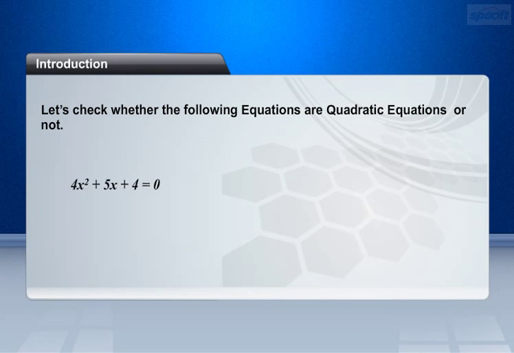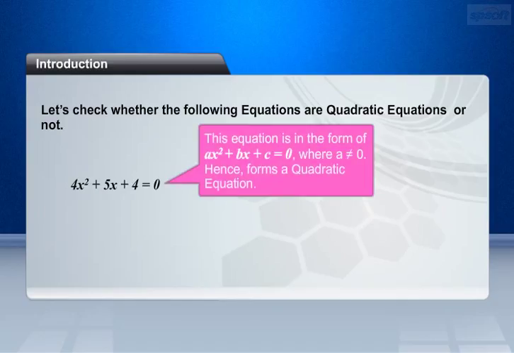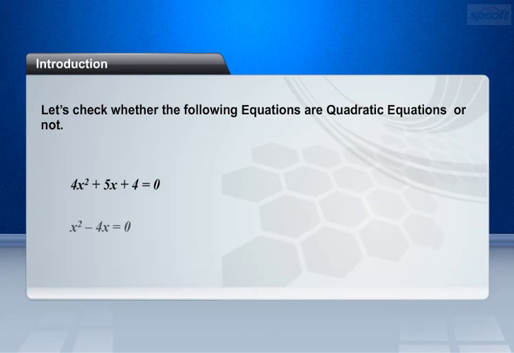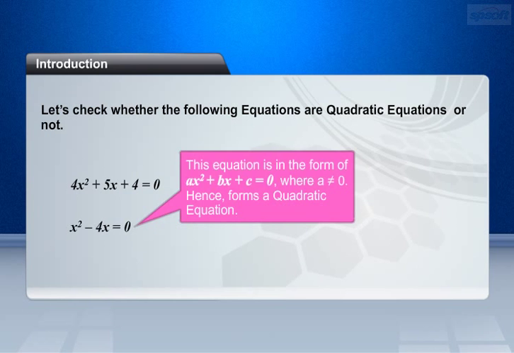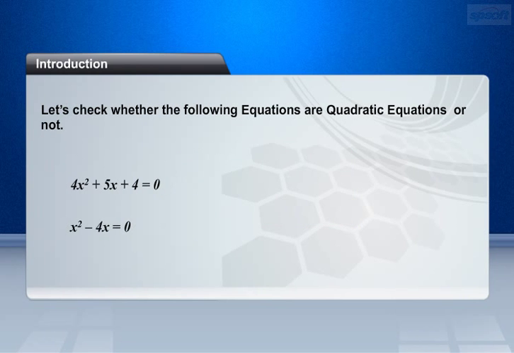4x squared plus 5x plus 4 equals 0. This equation is in the form of ax squared plus bx plus c equals 0, where a is not equal to 0, hence forms a quadratic equation. x squared minus 4x equals 0. This equation is in the form of ax squared plus bx plus c equals 0, where a is not equal to 0, hence forms a quadratic equation.